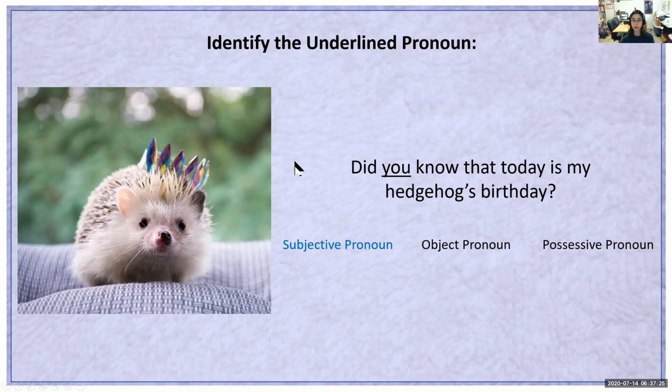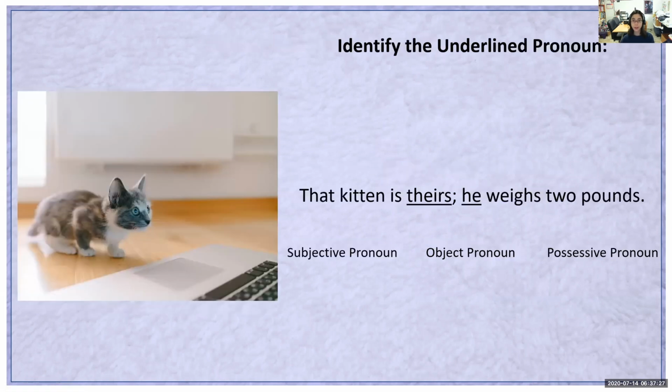Okay, moving on. That kitten is theirs. He weighs 2 pounds. So we have two pronouns here. Let's do theirs first. Is theirs a subjective pronoun where it talks about the subject of the sentence? Is it an object pronoun where it receives the action? Or is it a possessive pronoun where it is demonstrating ownership? Someone owns it. If you said it's a possessive pronoun, you are correct. The kitten is being owned by someone. The kitten is theirs.